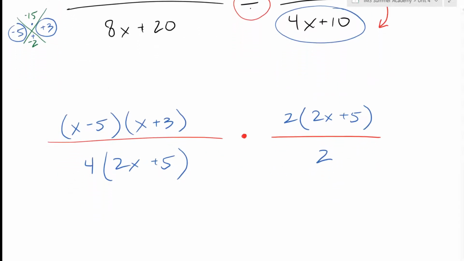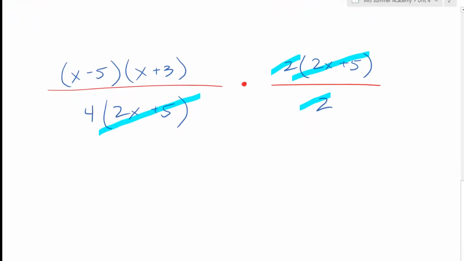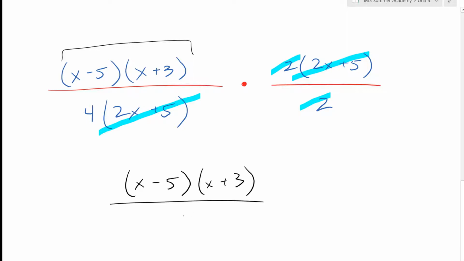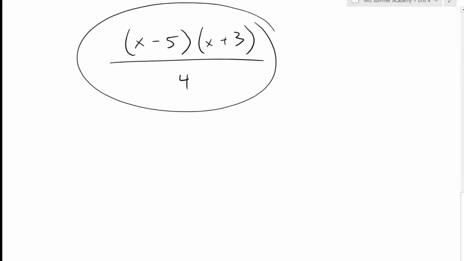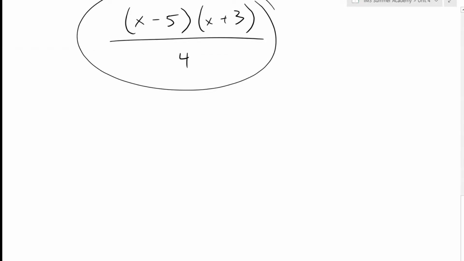And now let's cancel things that appear on top and bottom. 2x plus 5, 2x plus 5, 2, 2, and doesn't look like anything else came out. You can either go back to this original how it was or leave it how it is right now. X minus 5, x plus 3, and the only thing left on the bottom is the 4. And there we go, we got our final answer. Once we're able to change these from division to multiplication, things are a lot easier, a lot similar to what we did the other time.